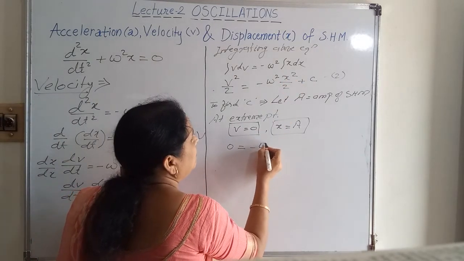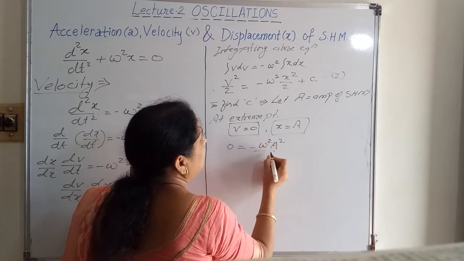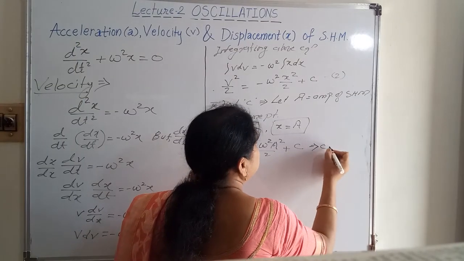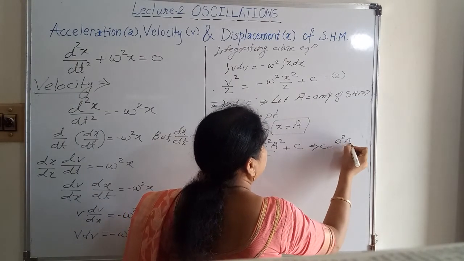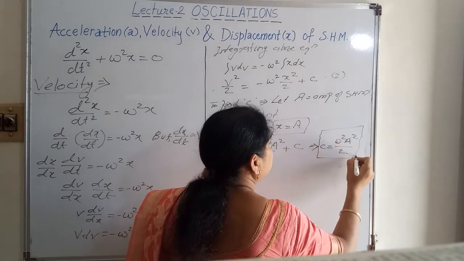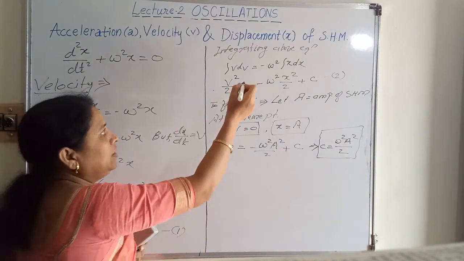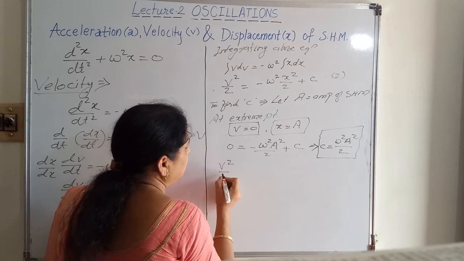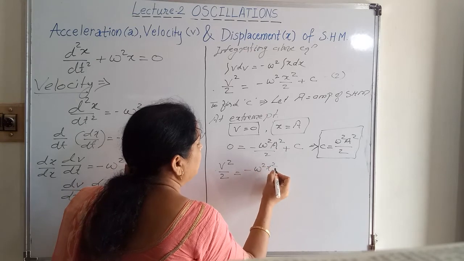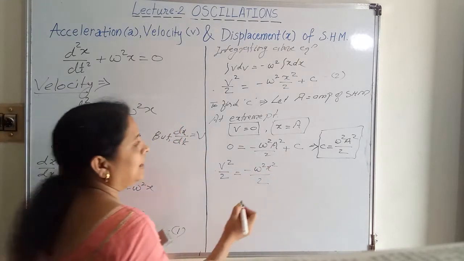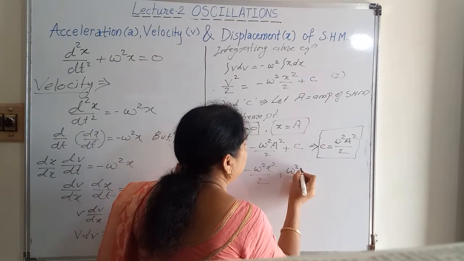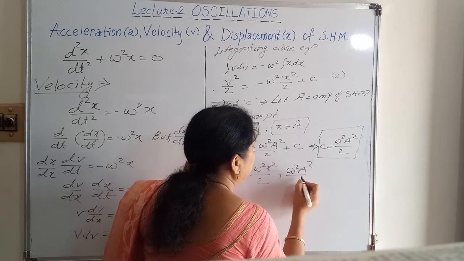So I write here minus omega square a square by 2 plus c. And therefore, I can write the value of c is equal to omega square a square upon 2. Put this value, c equal to omega square a square by 2, in equation 2. We get the equation v square by 2 is equal to minus omega square x square by 2 plus, at the place of c, I can put omega square a square upon 2.